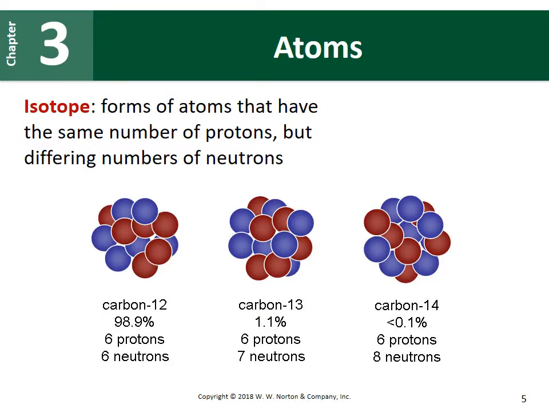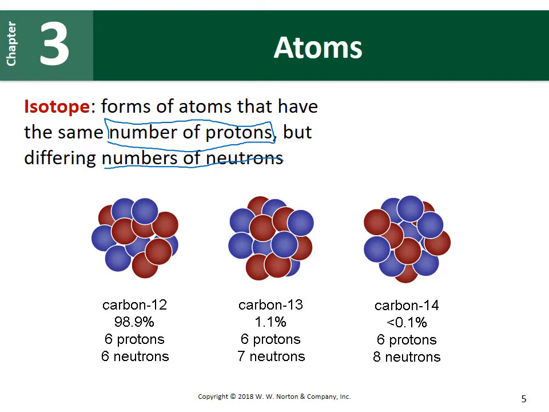So an isotope is a form of an atom that has the same number of protons. Remember, the number of protons tells you what element you have. Carbon always has 6 protons, no matter what. That makes it carbon. Oxygen always has 8 protons, no matter what. That's what defines it as oxygen. But we can create isotopes that have a different number of neutrons. So if we add or subtract neutrons, that will influence the atomic mass number.